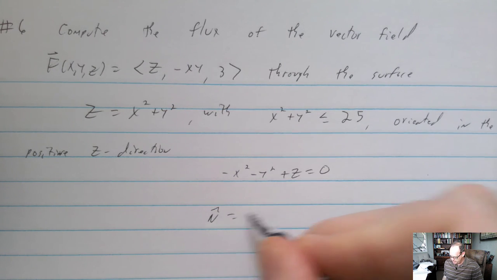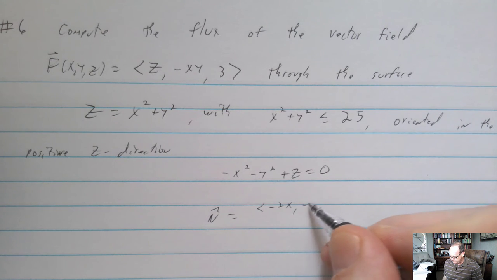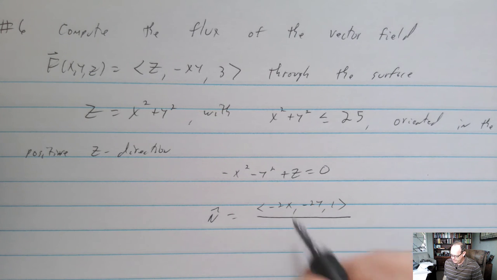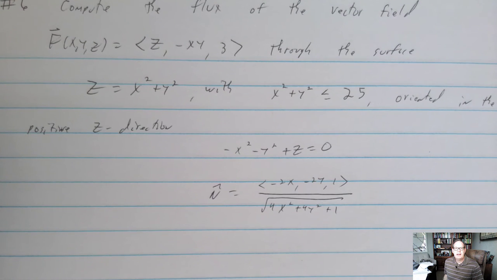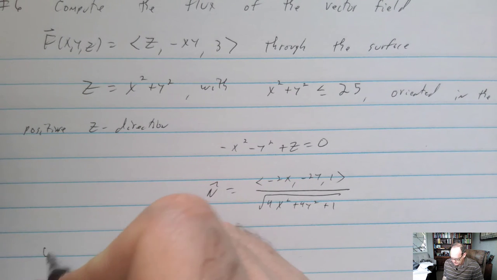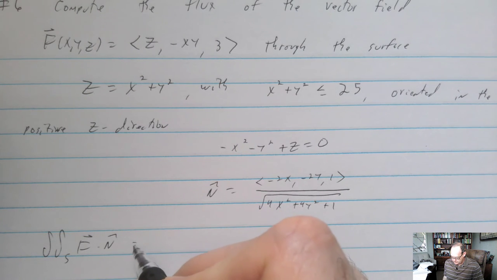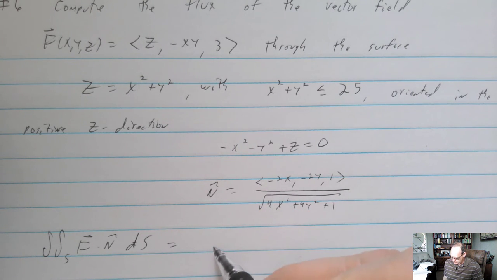So I can do a normal by taking the gradient. That'll be negative 2x, negative 2y, and 1, and divide by the magnitude. So the square root of 4x squared plus 4y squared plus 1. So F dot n, right, we want our flux integral, F dot n dS. Before I know what it equals, let's go ahead and do it inside here.